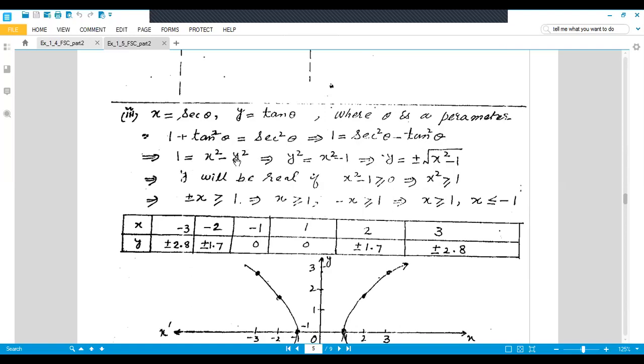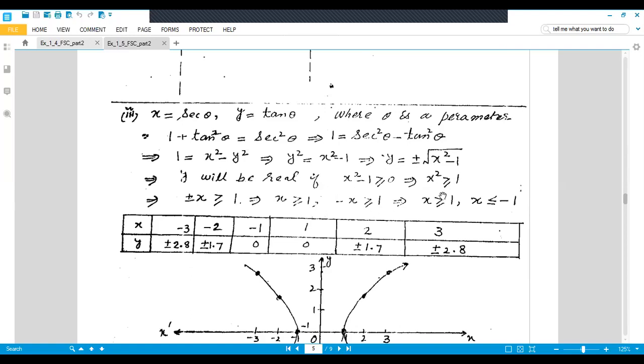Y square is negative here, shifted to this side, it will be positive. 1 is positive, shifted to the other side, it will be negative. So you get y square is equal to x square minus 1, and to remove the square, taking square root, y is equal to plus minus under root x square minus 1. If y is real, then x square minus 1 is greater than or equal to 0. So 1 is negative here, shifted to the other side, positive. And when you take the under root, x is plus minus 1.